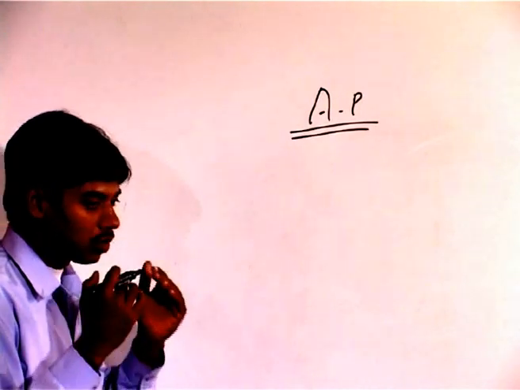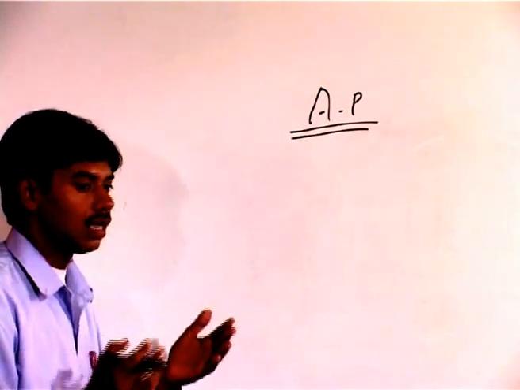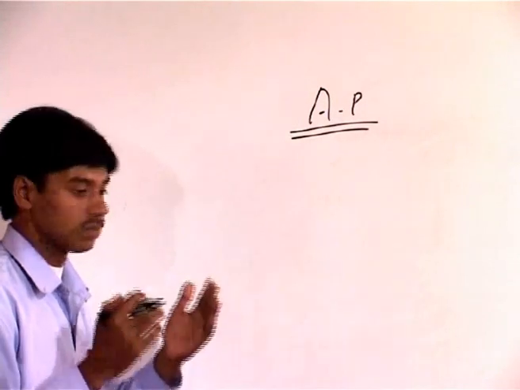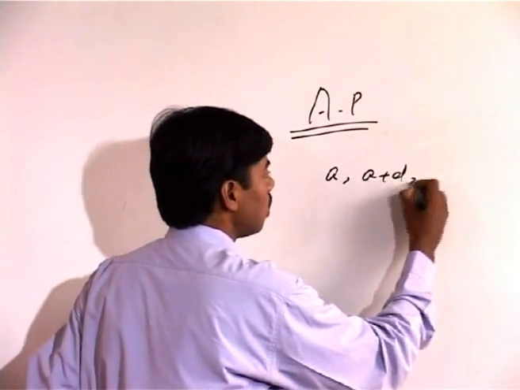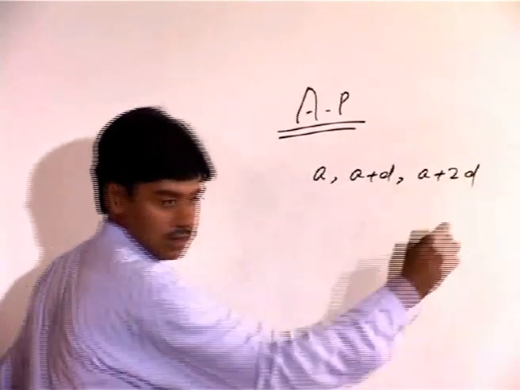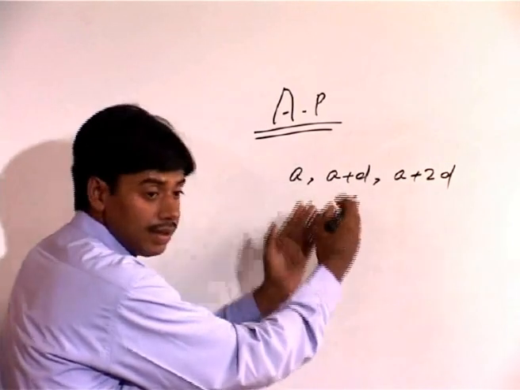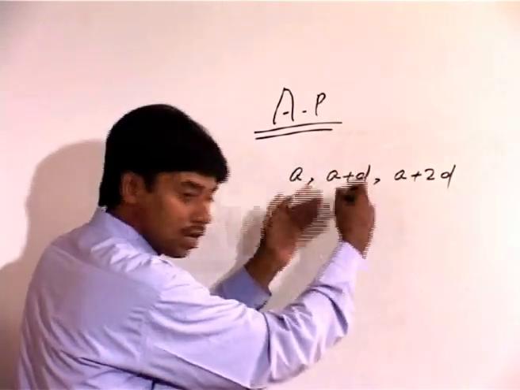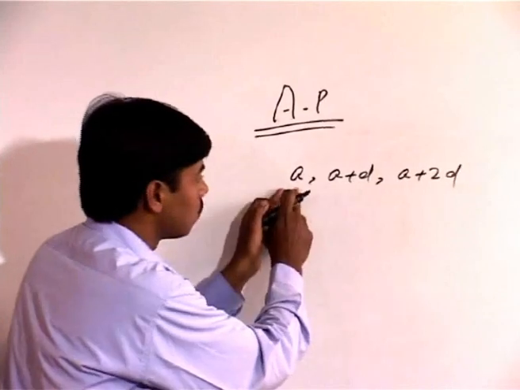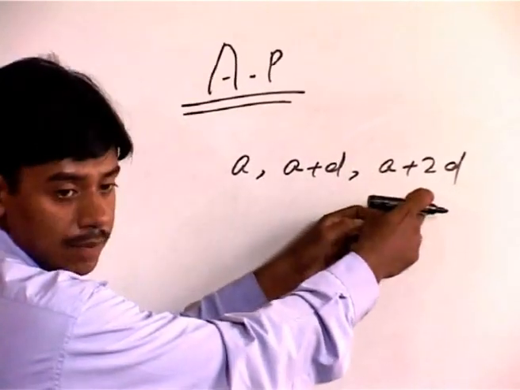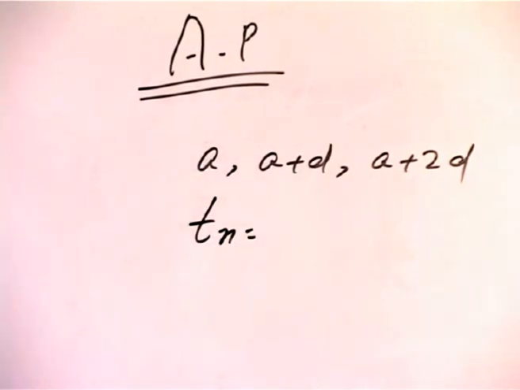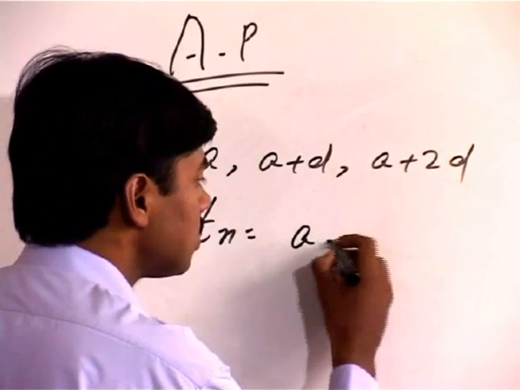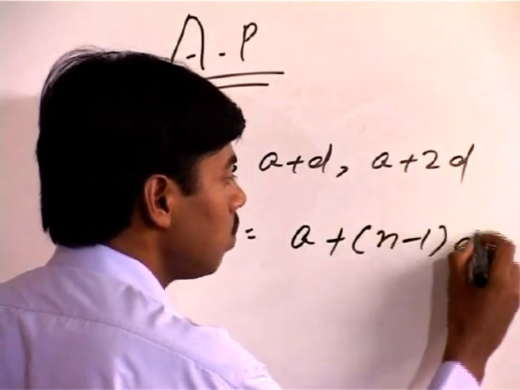Before explaining any typical sums, let me tell you certain basic formulas. Suppose you have a, a plus d, a plus 2d as a series, right? Because you are constantly adding d to each and every next term. A is the first term, you added d, and the next is a plus 2d. So to get any term of the series, like the fifth term or sixth term or seventh term, it comes as a plus n minus 1 into d.